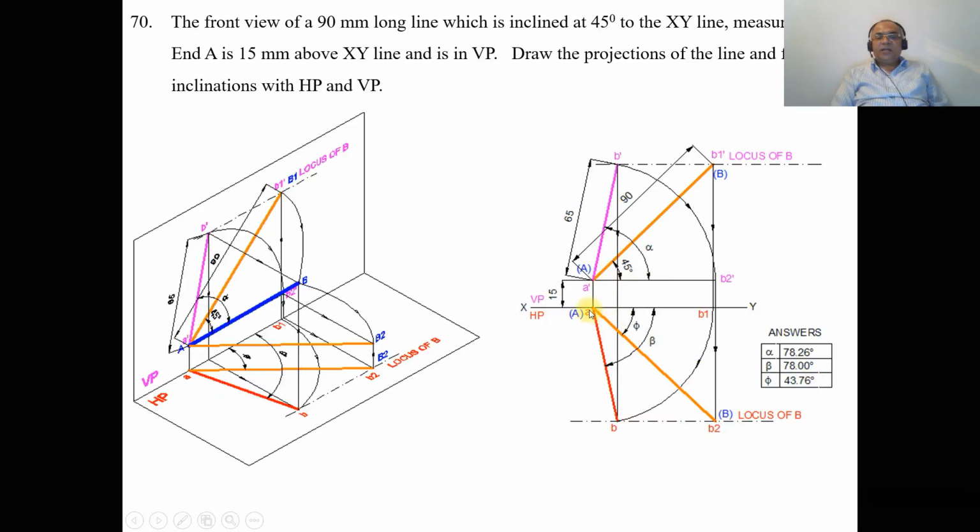Similarly, with A as center, with respect to the XY line, measure an angle beta, which is the apparent inclination with respect to VP. That will be equal to 78 degrees when you are doing it manually. When you are doing it on computer also, it will be 78.00. So this is how we are able to draw the sketch using the sketchbook. Now this is how we are able to analyze this problem.